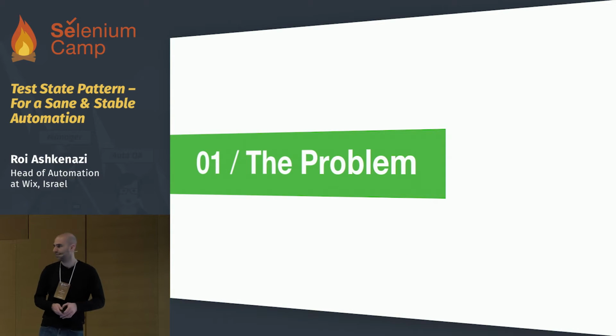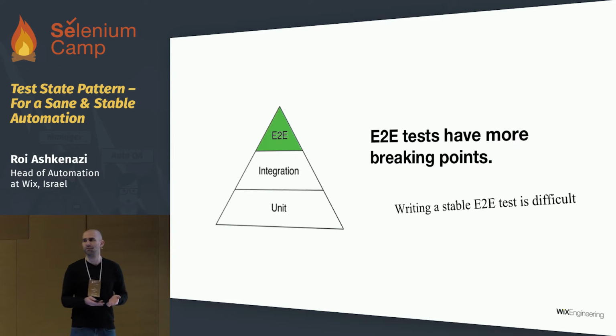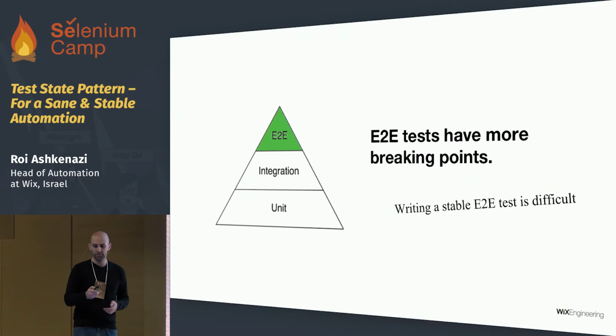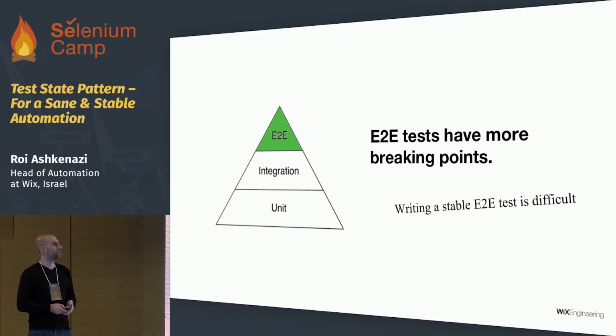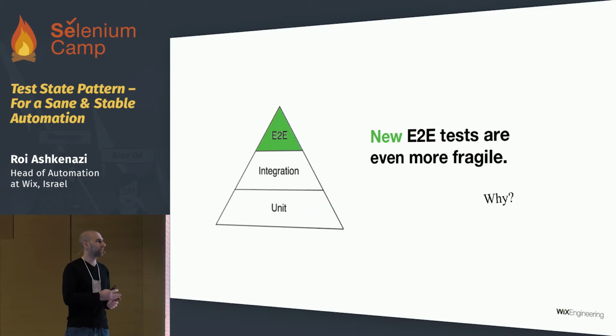And the problem is that end-to-end tests have much more breaking points than any other tests. And you know, the reason is obvious. You have a lot of components, and you test the integrations between those components. And sometimes it's even testing different systems, like the whole scenario. And it's obvious that it's a lot more difficult to write those. And writing new end-to-end tests is even much more difficult to do.